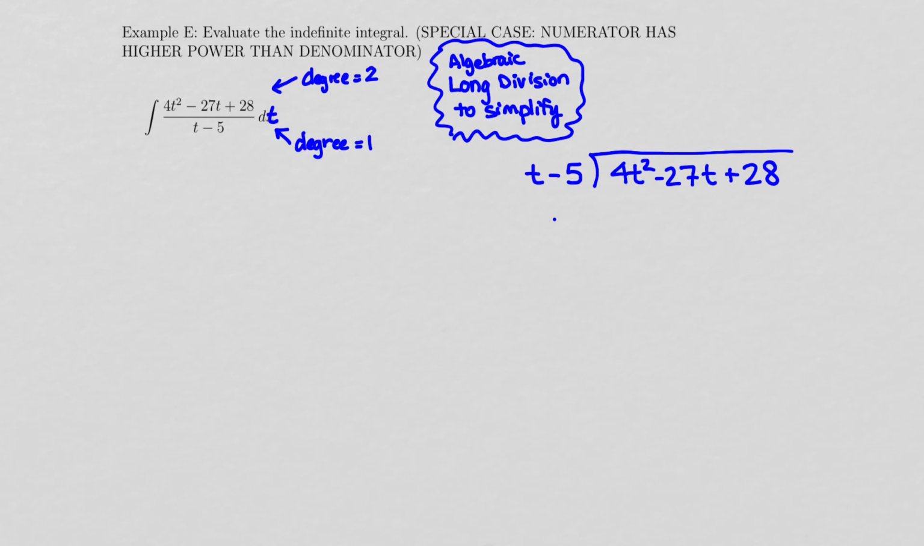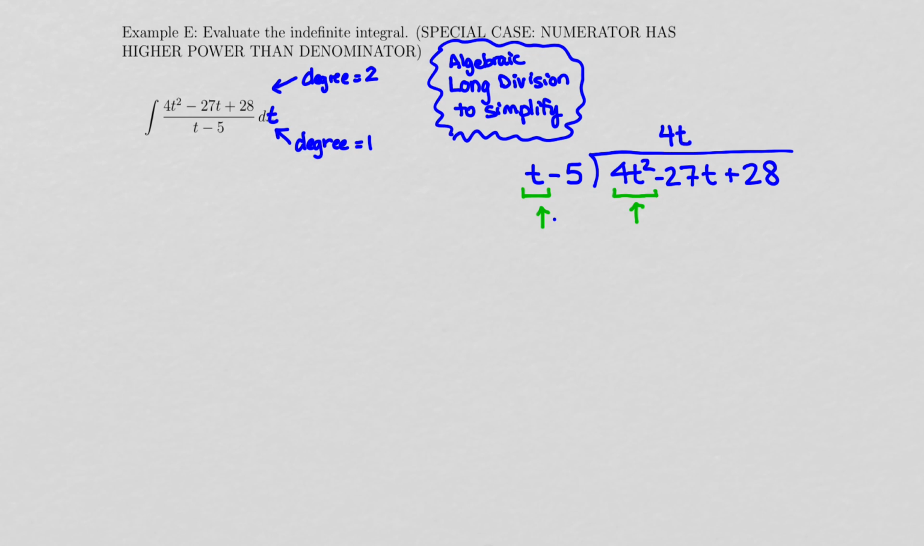Right, you've got this t minus 5, and you want to know how to get it to go into 4t squared minus 27t plus 28. You're right, and I like what you're thinking. You're looking at this first term, that's what I focus on first. I say, what do I have to multiply by t to get 4t squared? I need a t for sure, and what else do I need? 4, right? And so I'm going to put 4t up here.